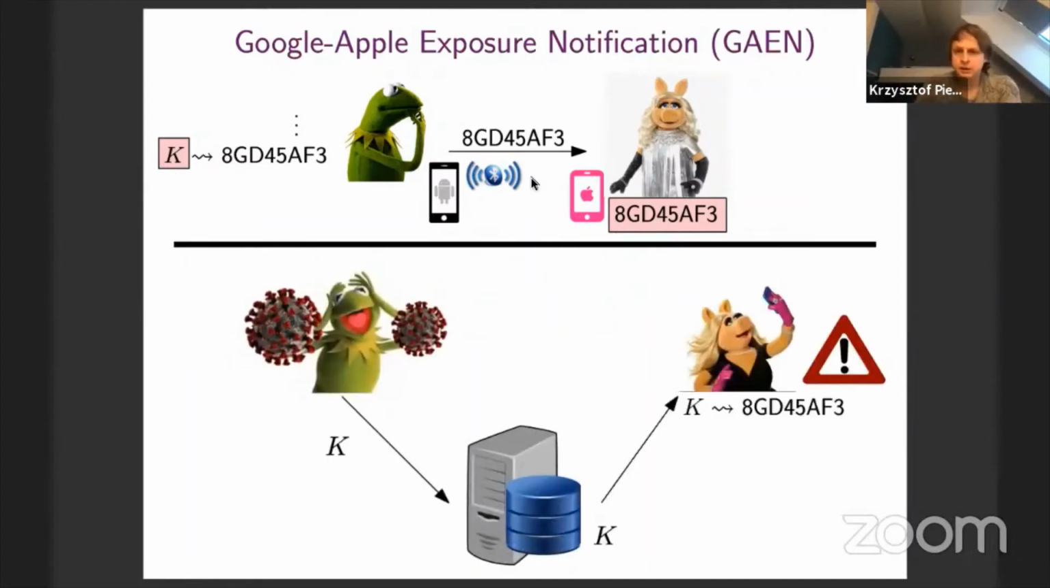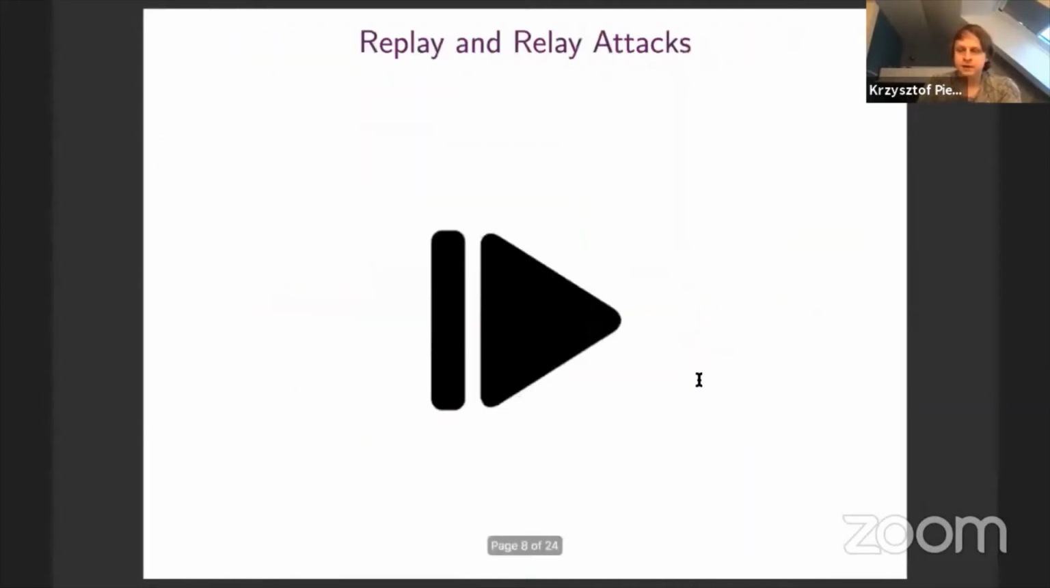And should the party get diagnosed, so Kermit here gets diagnosed, then he gets a token that allows him to upload his keys of the last 2 weeks, say, to a server. Once a day, everyone downloads the keys that have been uploaded, and they check if what they have locally stored is consistent with one of the uploaded keys. And if yes, they are alerted that they were in proximity of an infected person. So what can go wrong with this very simple protocol?